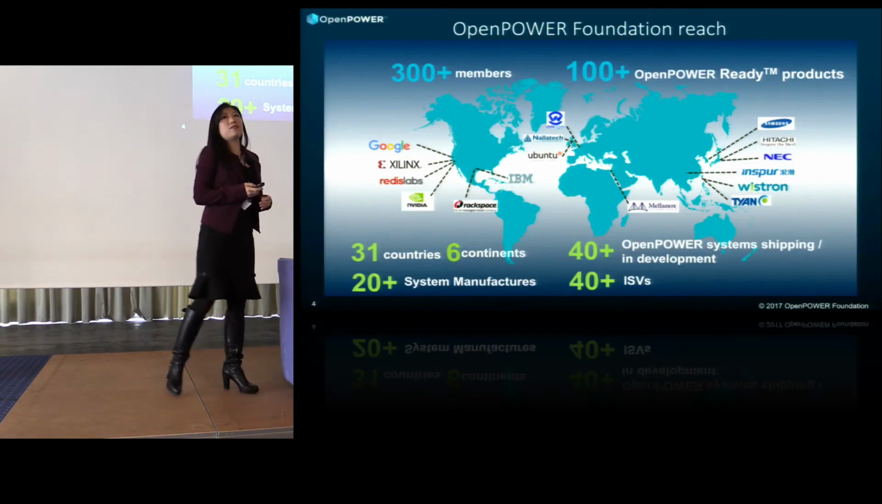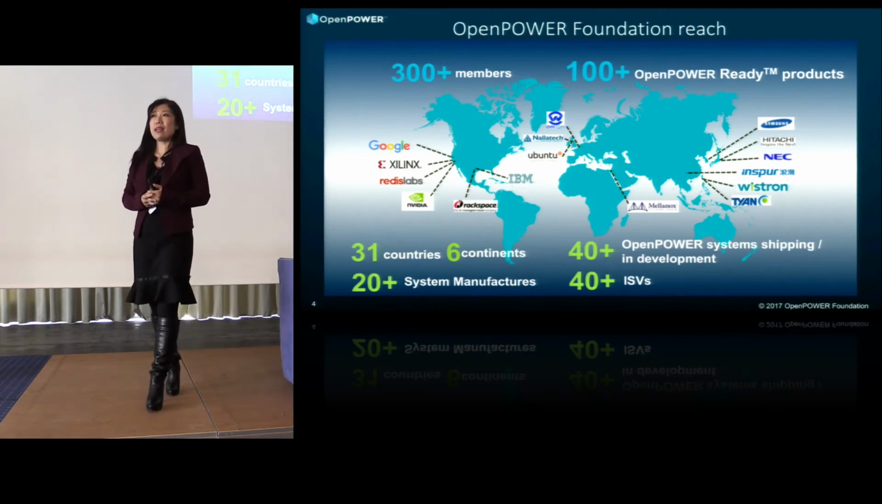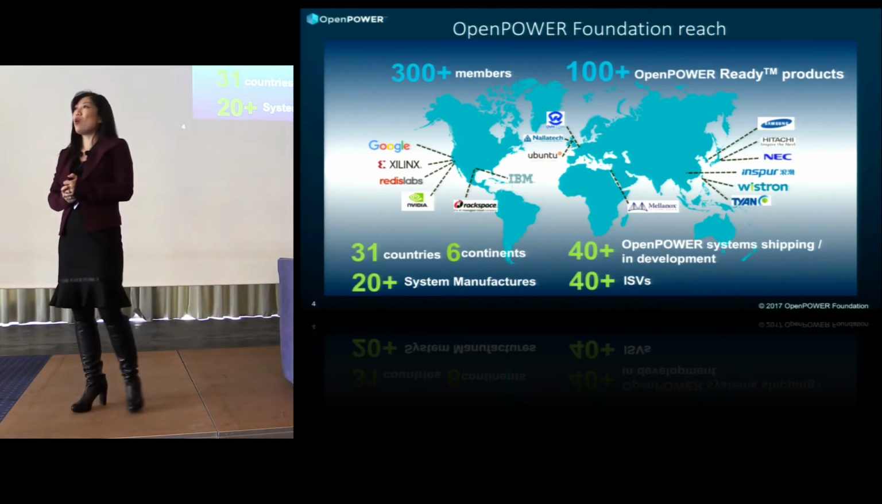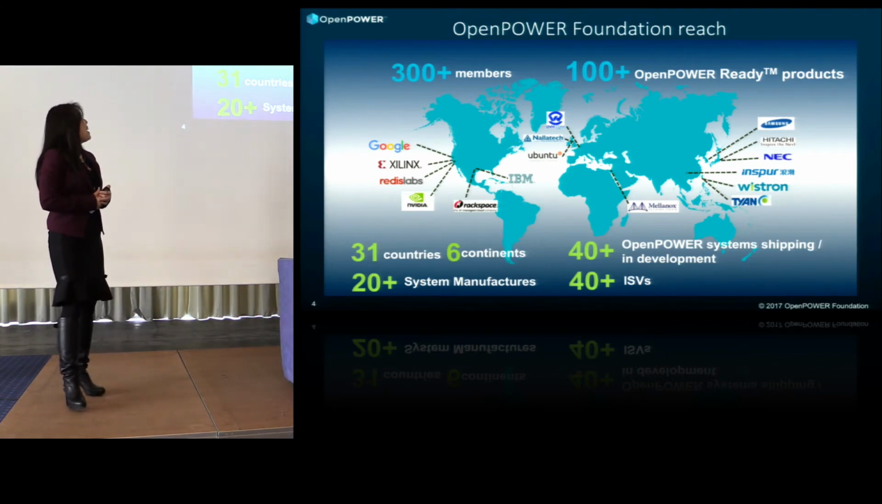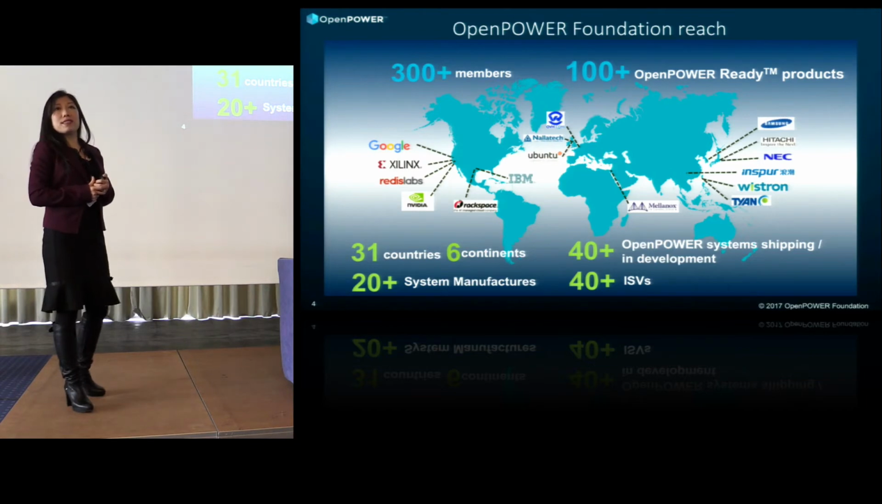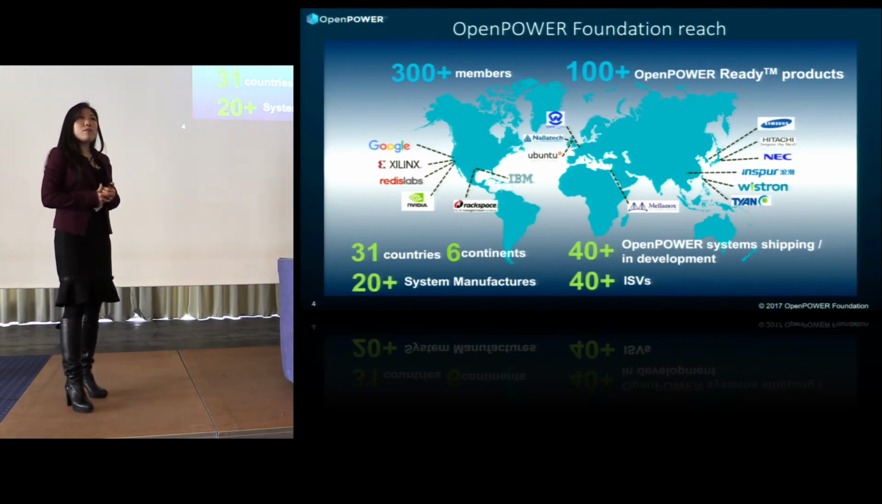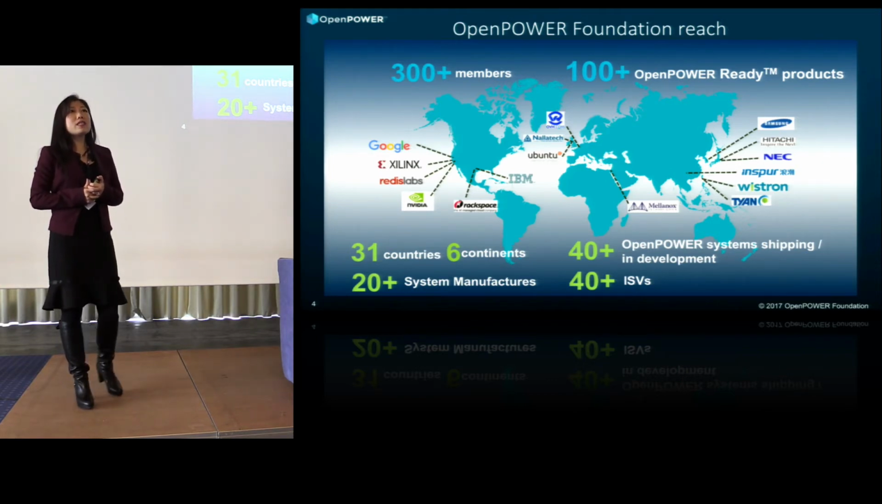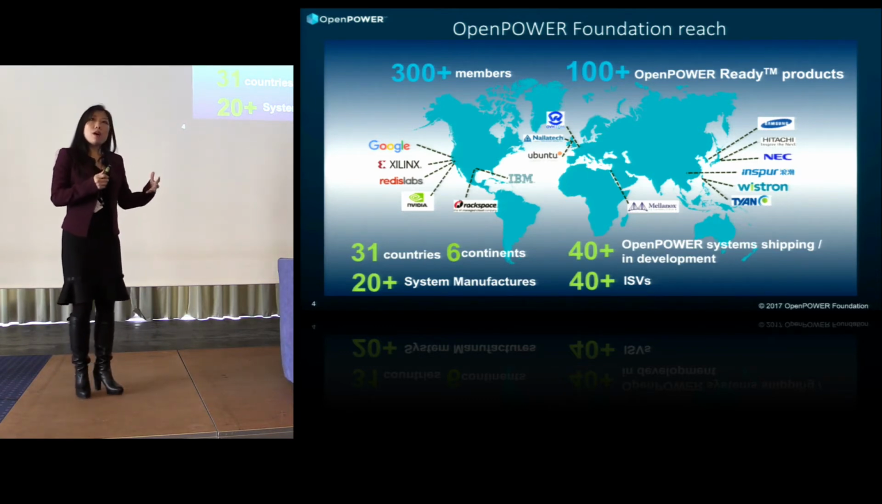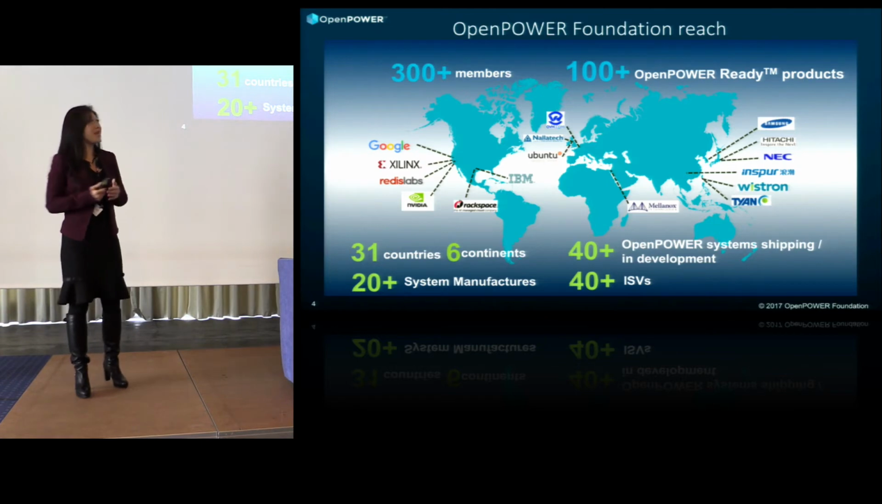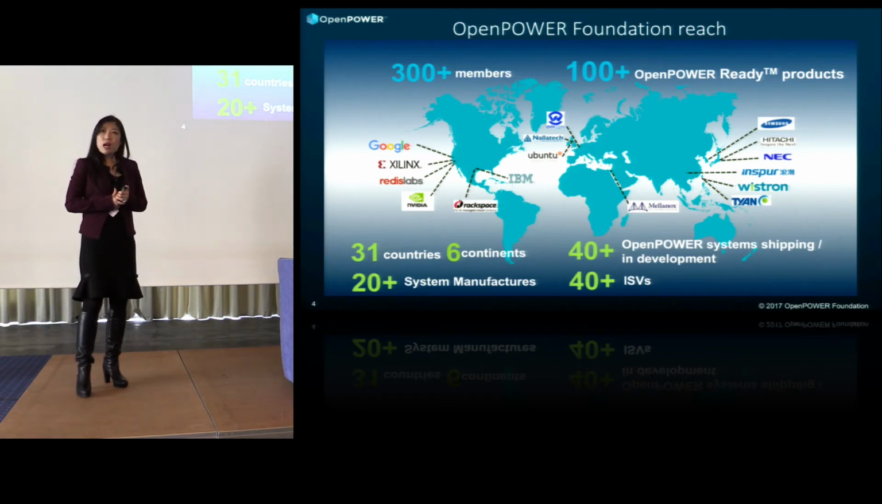Now, over the last few years, this is what the growth looks like. We have more than 300 OpenPOWER partners. In fact, this number changes on a daily basis. And we have presence in 31 countries and also 6 continents. We have more than 20 system partners, system manufacturers, and 40 ISVs. In the software area, this is where we started shifting our focus from hardware in addition to software and applications. And as of now, we have more than 100 OpenPOWER ready systems.